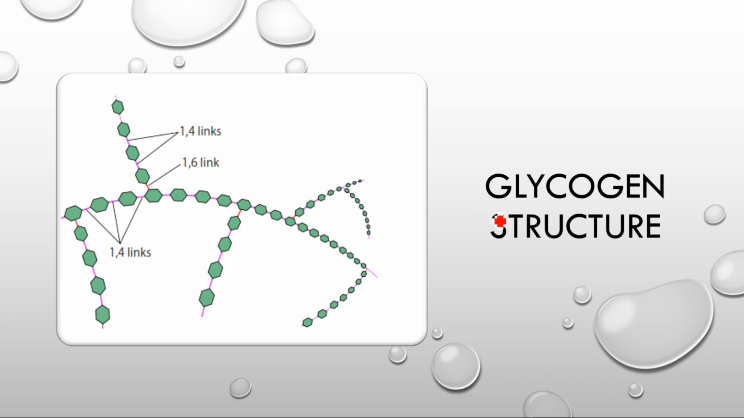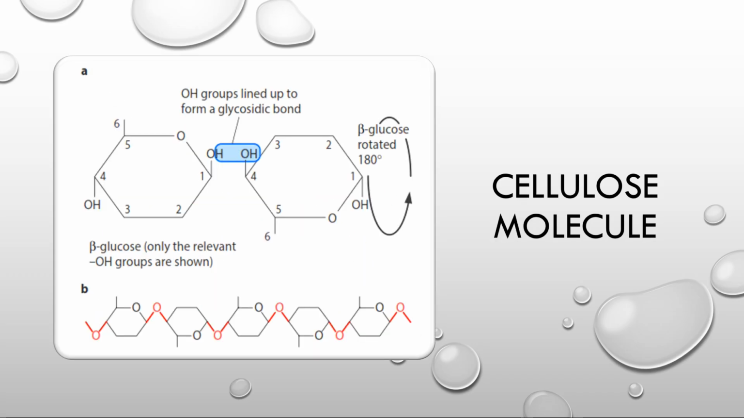Look at this. That's glycogen I told you about. Glycogen has many 1,6 links, so it's highly branched. You see that rotation I told you about? This has to rotate in the cellulose molecule. So after rotation, this is the cellulose molecule. Can you see? This is molecule one, two, three, four, and these molecules are linked by beta 1,4 links.